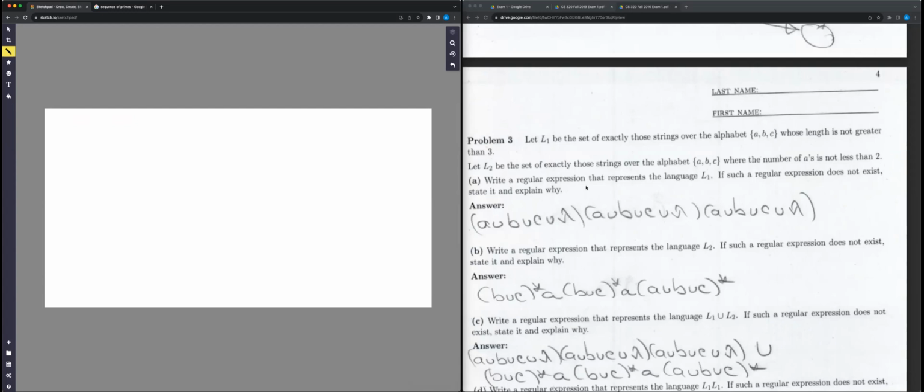So this one says write a regular expression that represents L1. So what is L1? It says let L1 be exactly those strings over the alphabet ABC whose length is not greater than 3.